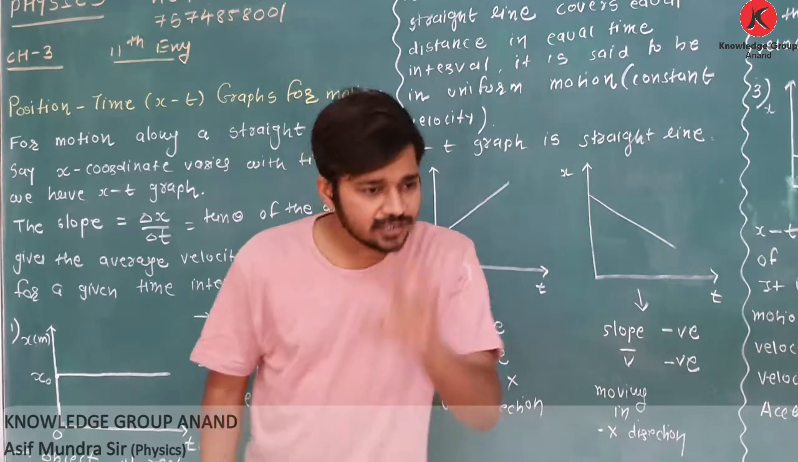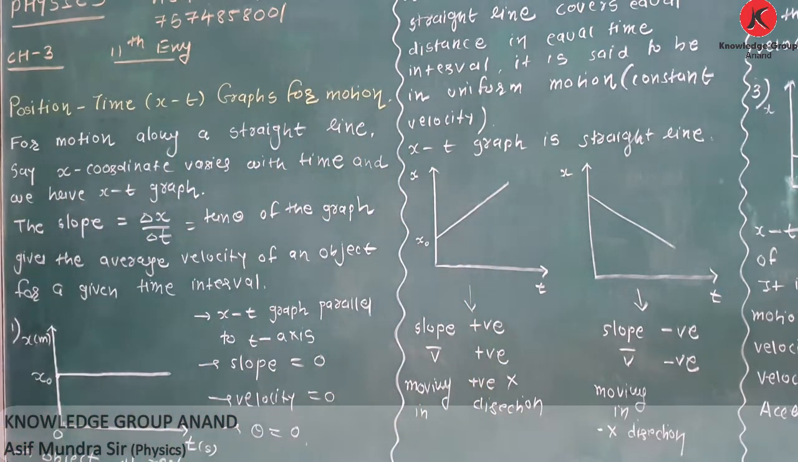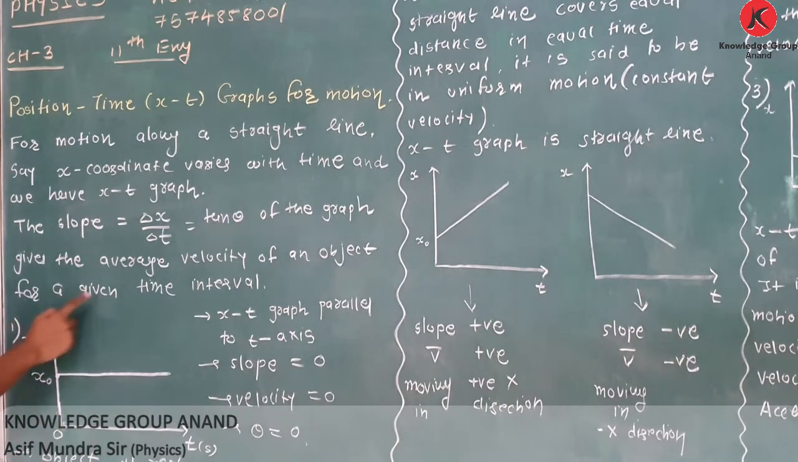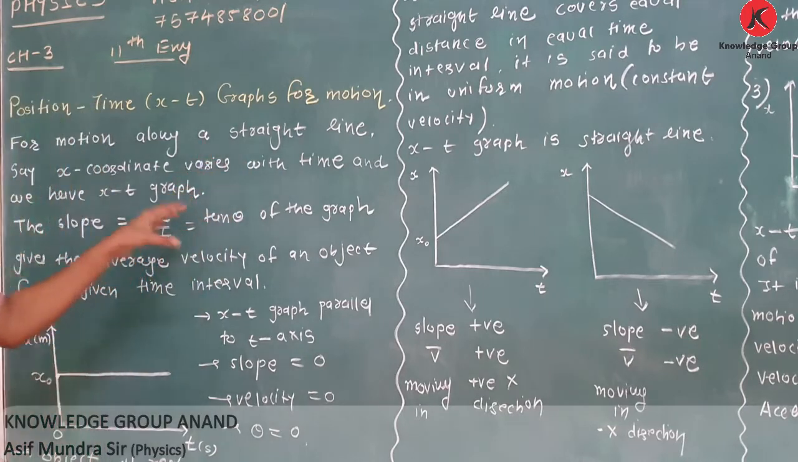But for this topic, we have to remember one equation. See, the slope is equal to delta x upon delta t, which is equal to tan theta of the graph. It gives the average velocity of an object for a given time interval. Now, what is slope? See, we will understand one by one.